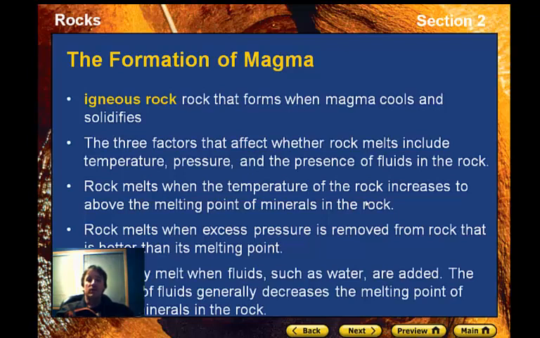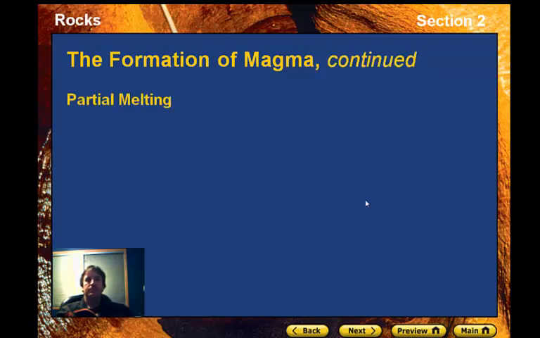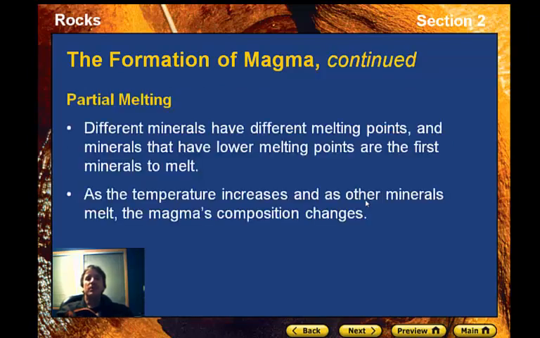When we add a fluid such as water to it, sometimes that decreases the melting point so the rock will melt faster. Partial melting: different minerals have different melting points, and minerals that have lower melting points are the first minerals to melt. Seems pretty common. Think back to our ice cream sundae.